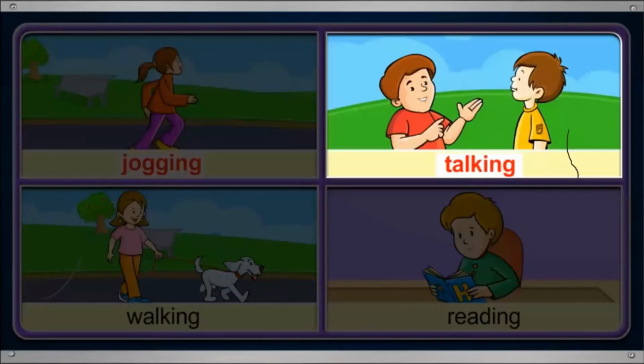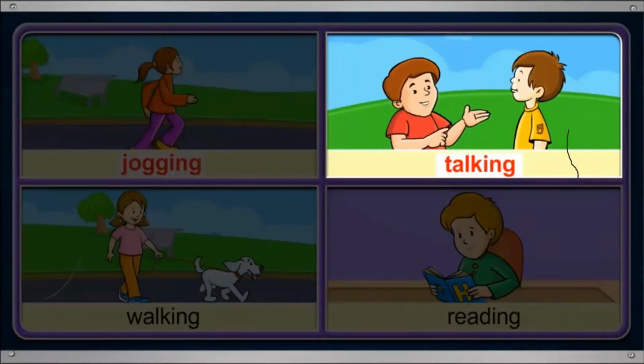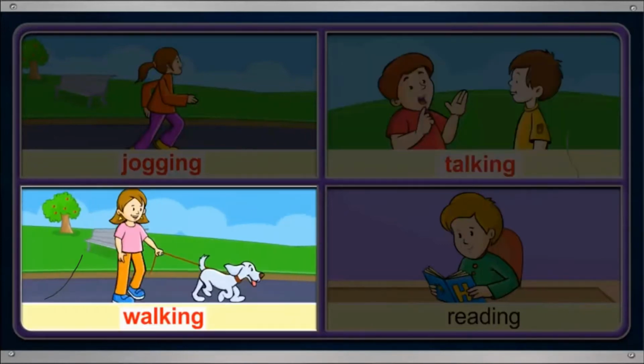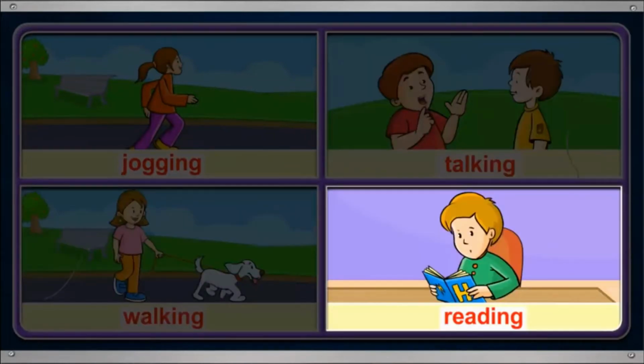Jogging. Write the word given on the screen. Please write down jogging. Now the second word, talking. Two boys are talking. Walking. Write down walking. Reading. Did you write down these four action verbs?